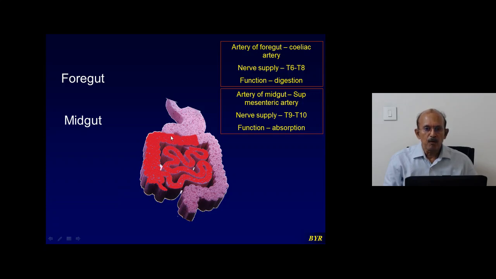From the papilla of Vater and the duodenum downwards to the whole of the small bowel, the appendix, ascending colon, hepatic flexure, and right 2/3 of the transverse colon. This all is developed from the midgut. The artery of the midgut is the superior mesenteric artery through its branches. Nerve supply T9 and T10, function is absorption.